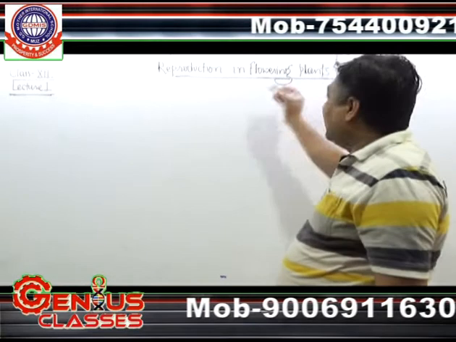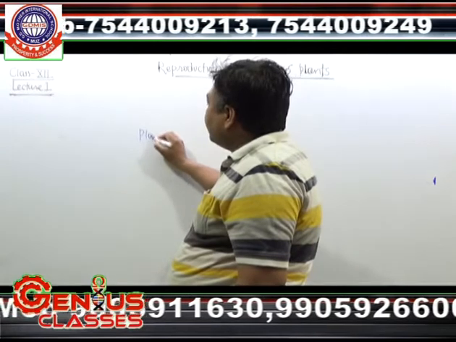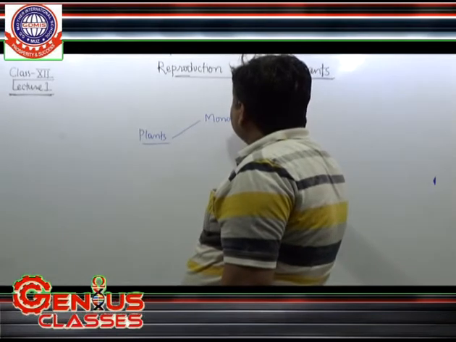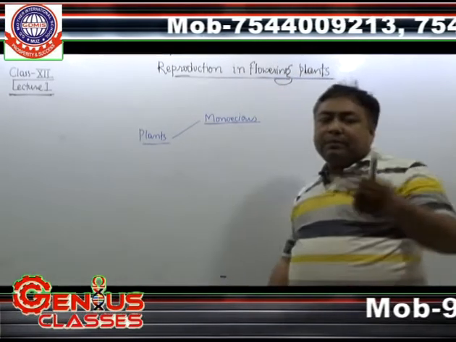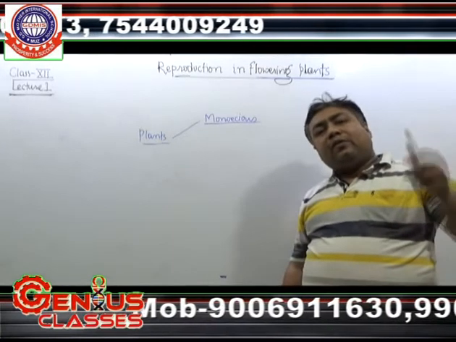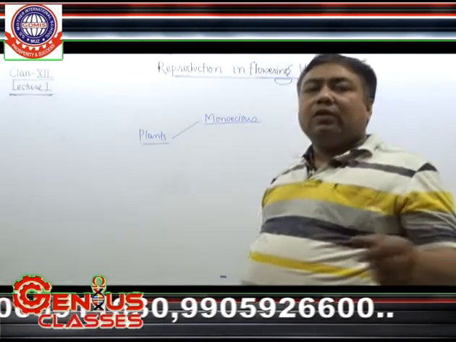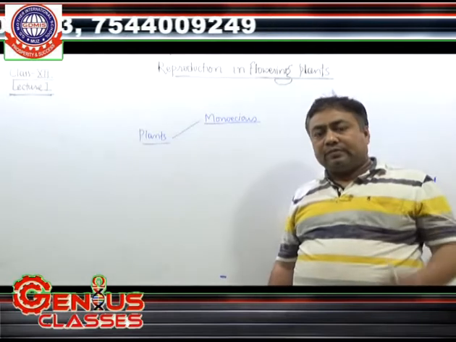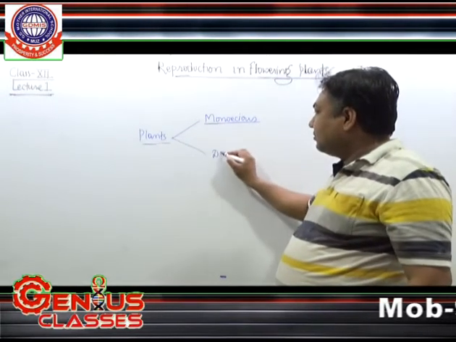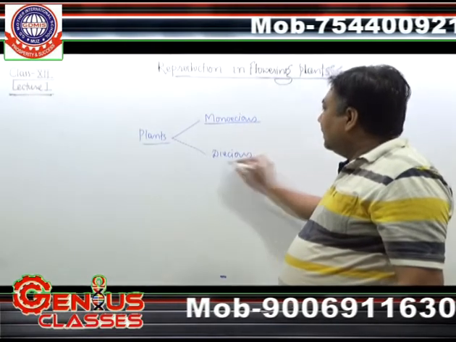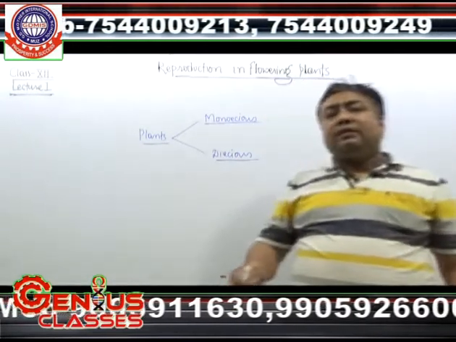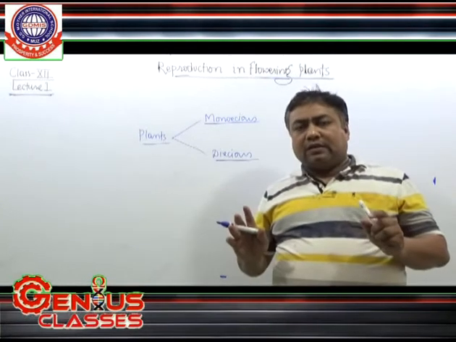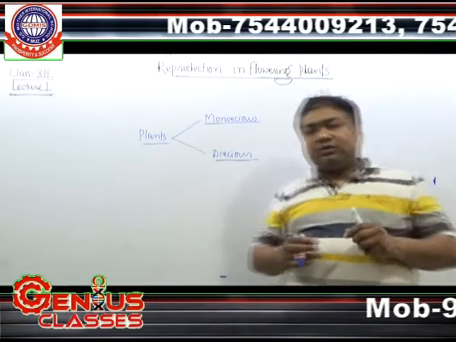So on the basis of flowers, plants are monoecious or dioecious. The monoecious plant may be of 2 types. They may contain bisexual flowers, or unisexual flowers of both sexes on the same plant. And the other is dioecious. The dioecious plant contains flowers of one sex on its body.